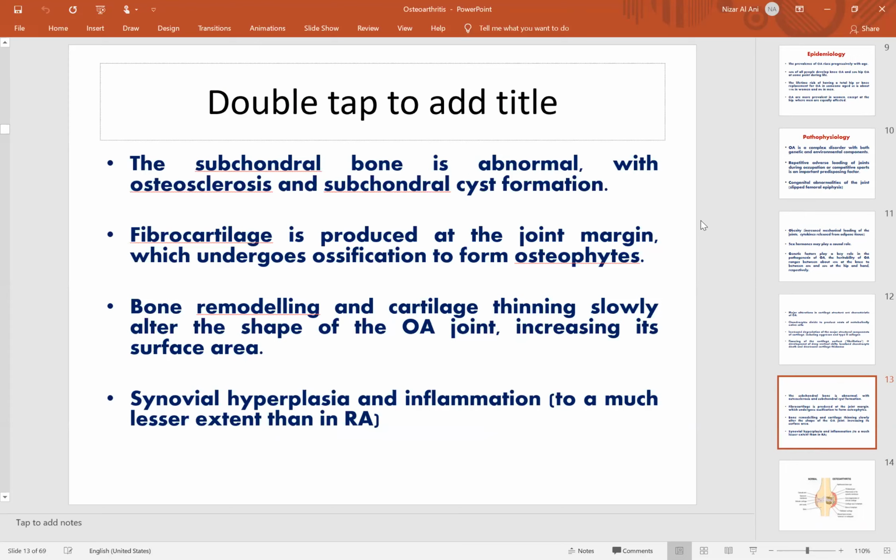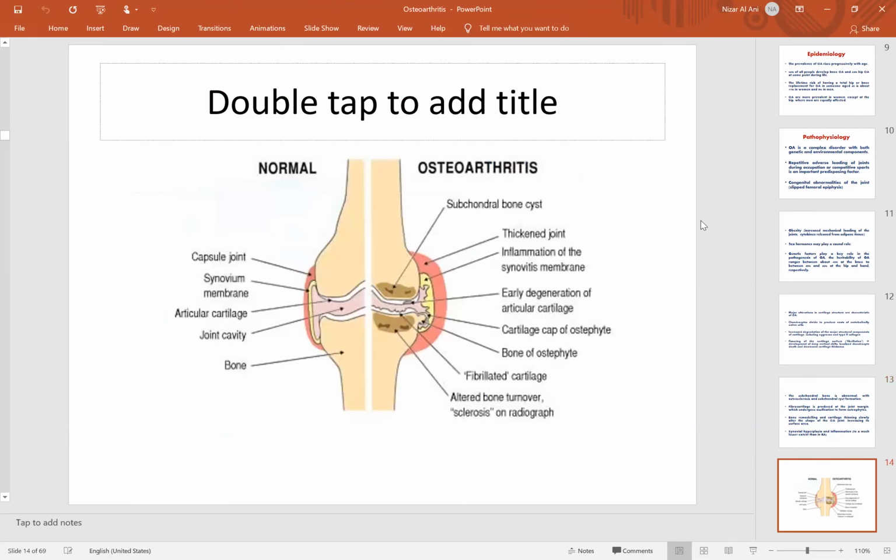At the end, there's a process of bone remodeling and cartilage thinning, which develops slowly and will change the shape of the joint and increase its surface area. Synovial hyperplasia and inflammation also occur, but to a lesser extent than what happens in inflammatory disorders like rheumatoid arthritis.